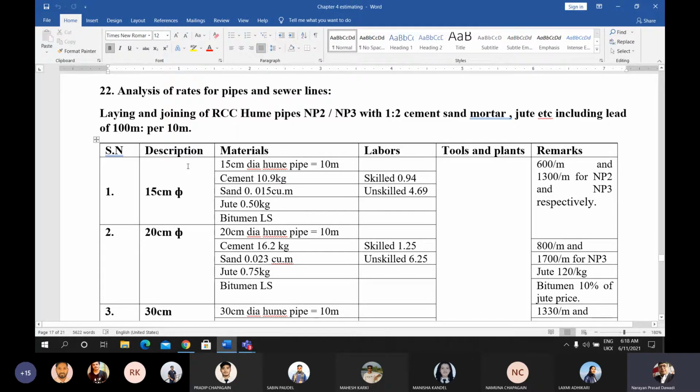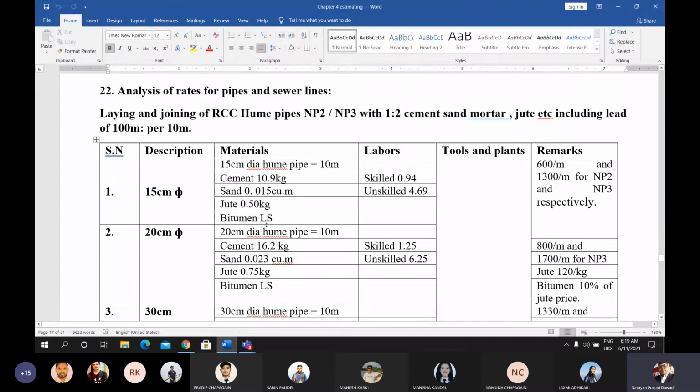Okay, and the rate of this 15 centimeter diameter hume pipe is 600 per meter for NP2. If this 15 centimeter diameter NP3 pipe is used, then its cost will be rupees 1300 per meter. Okay, you can write it in this way. Now, the cement for this is 10.9 kg, sand is 0.015 cubic meter, and the jute 0.50 kg.